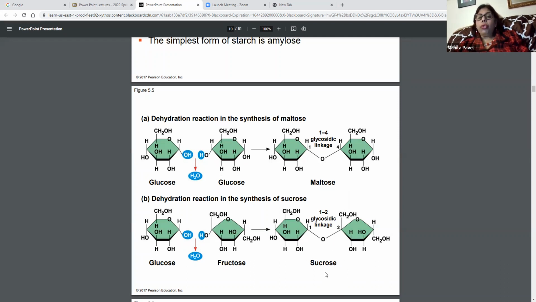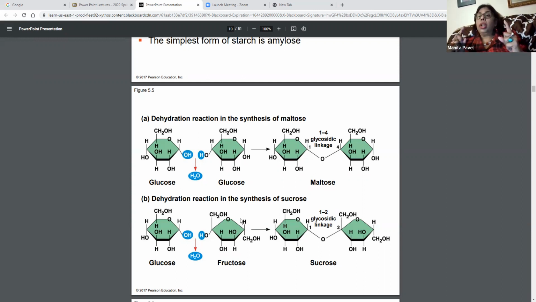And how is sucrose formed? When you join the two monosaccharides, glucose plus fructose, through dehydration synthesis. So we know sucrose, we know maltose. What is maltose? Malt sugar, two glucose units joined together.